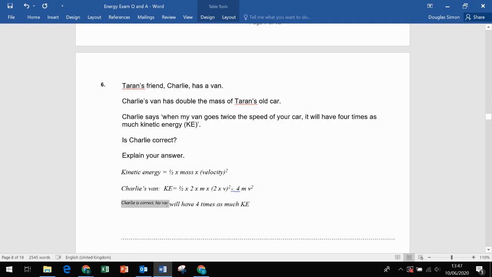All right, and if you want to know why, all you have to do is look at this maths here. So if you double the velocity, kinetic energy times by a factor of 2. Actually, no, sorry, hang on. I made a silly mistake here, haven't I? Very silly mistake. Charlie is not correct. His van won't have 4 times as much, it will have 8 times as much. Because, of course, what's 4 divided by a half? Well, of course, that equals 8. So actually, because we've got rid of this half, it's 8 times as much. So Charlie is actually incorrect. Silly, Mr. Simon.